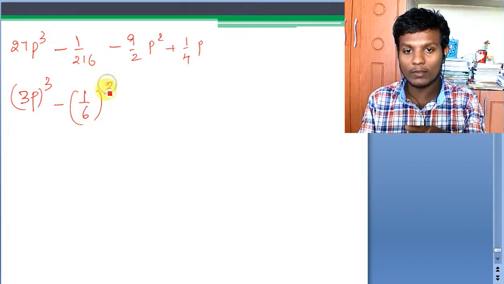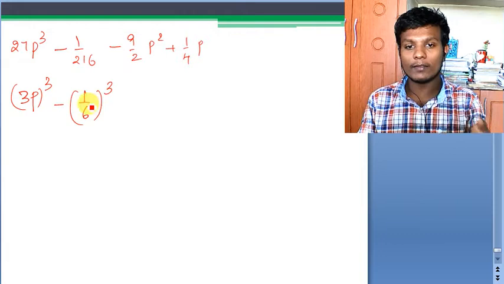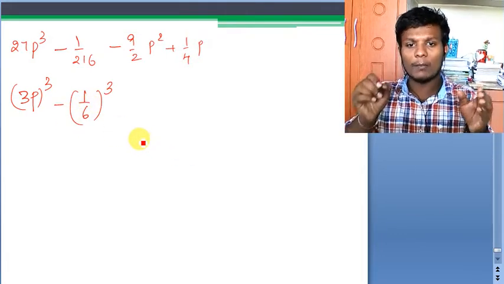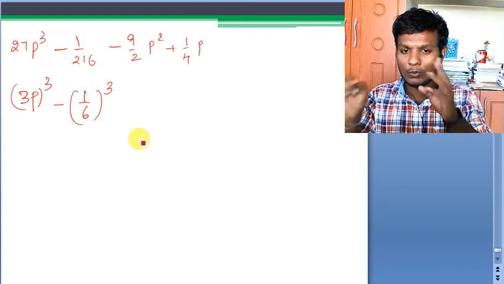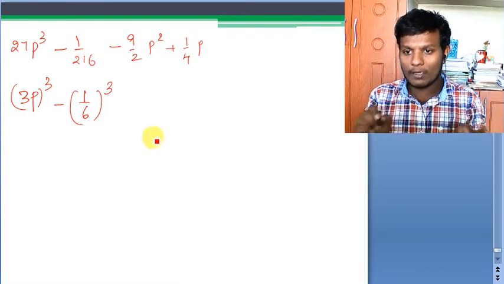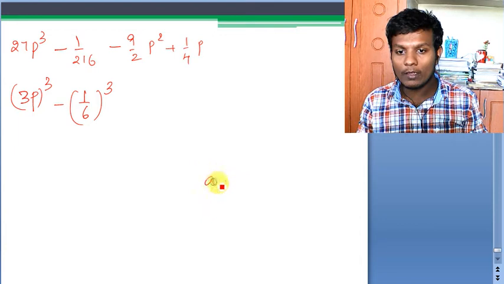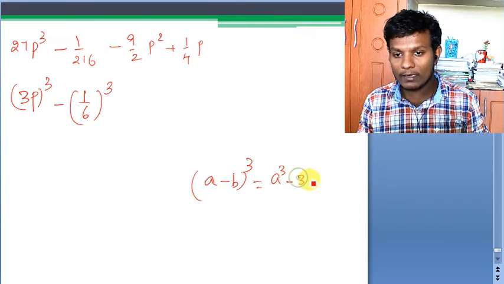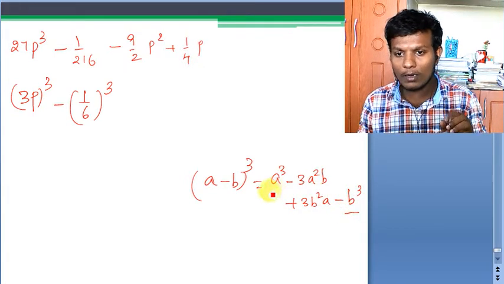Because 6 into 6 is 36, 36 into 6 is 216. So it clearly matches a minus b whole cube, but hold on, what about the remaining terms? So I have a minus b whole cube is equal to a cube. As I told you, I have to write in order. So this will be minus 3a square b plus 3b square a minus b cube. I got this term and this term over there.